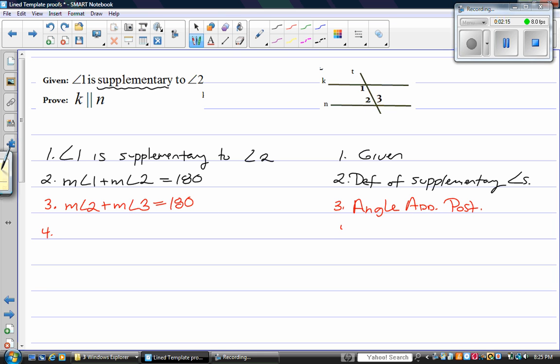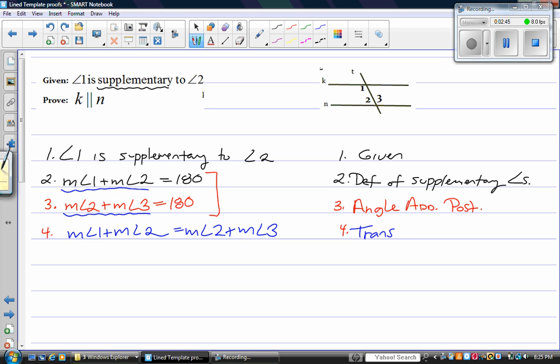Step 4, we've seen this before in class. We've got a pattern here. We have two quantities, their sum equal 180, and two other quantities, their sums equal 180. What we always want to do then is set this part here, the measure of angle 1 plus the measure of angle 2, equal to that part, the measure of angle 2 plus the measure of angle 3. Two possible reasons for that: the transitive property is the one I like the best, or you can call it substitution.